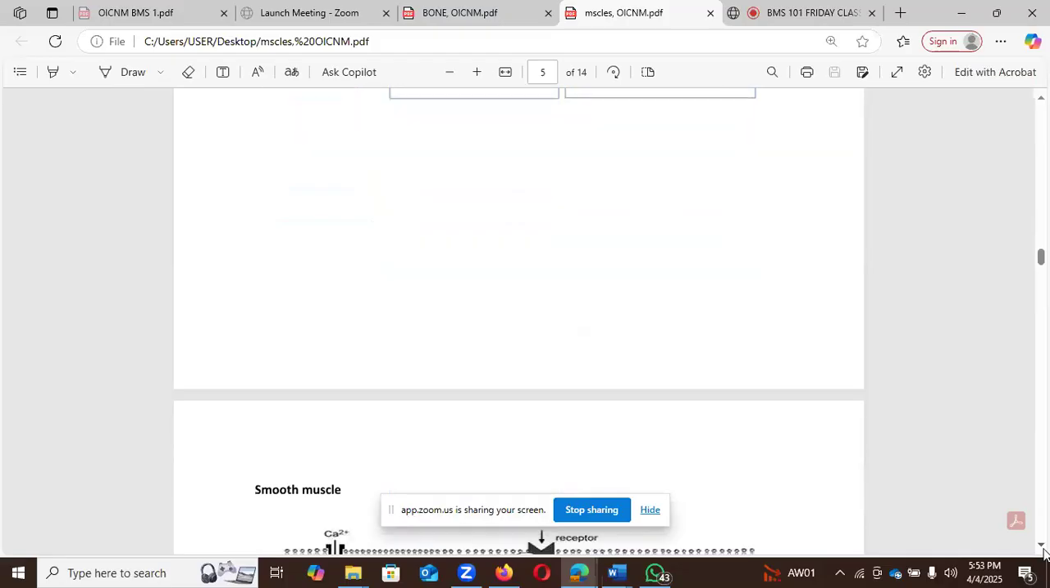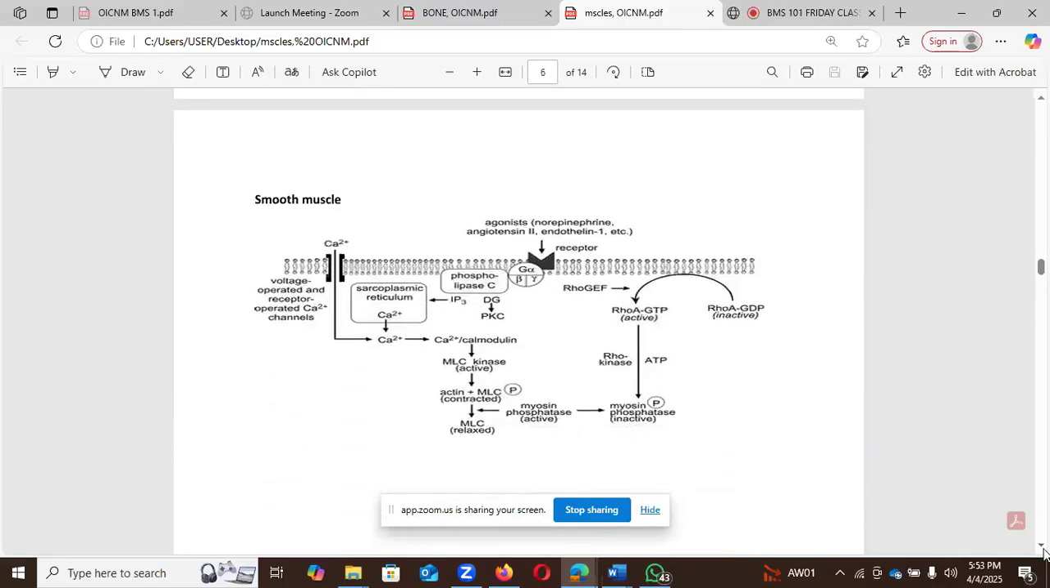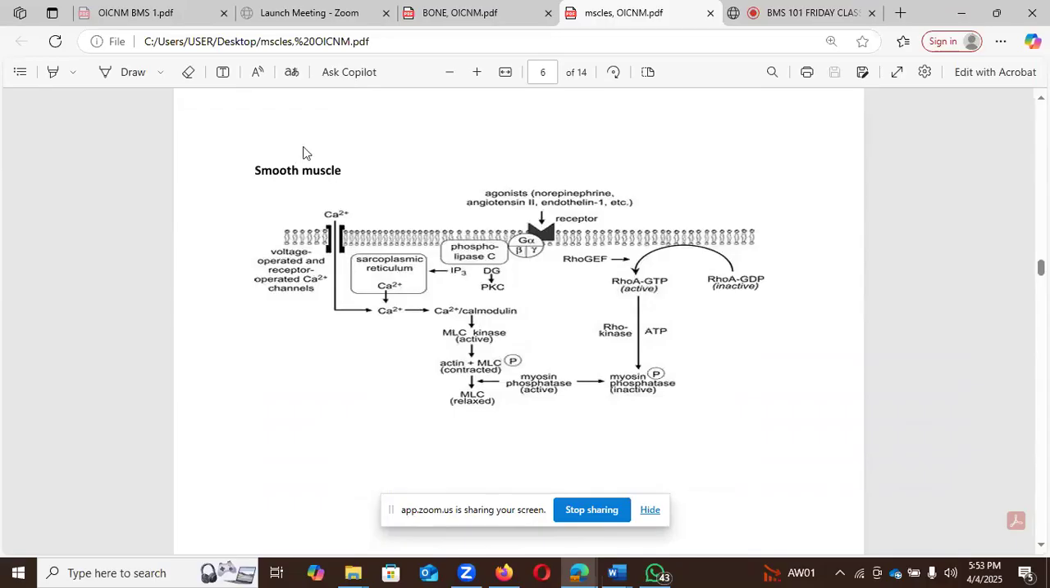Let's move on. Let's see another thing. Okay, look at it. Smooth muscle contraction. You see how calcium is flowing into the cell. When I say there will be influx of calcium, calcium will move inside the cell. When it moves inside the cell, it will bind to calmodulin and activate myosin kinase to cause contraction. So it will lead to contraction, how? Between actin and myosin filament.